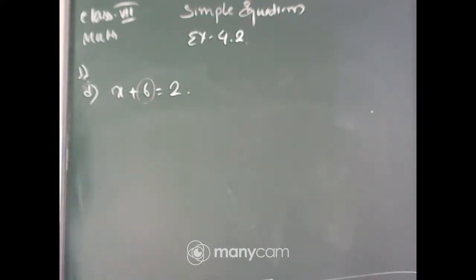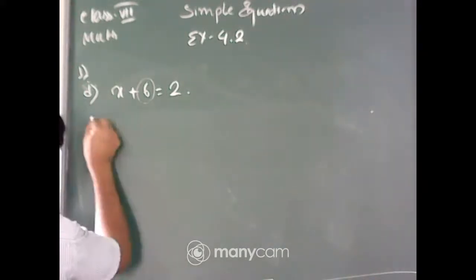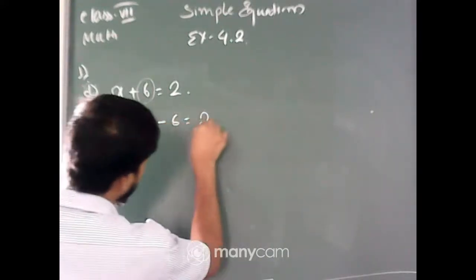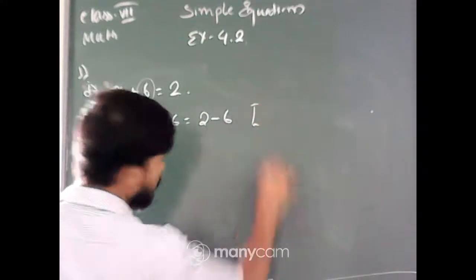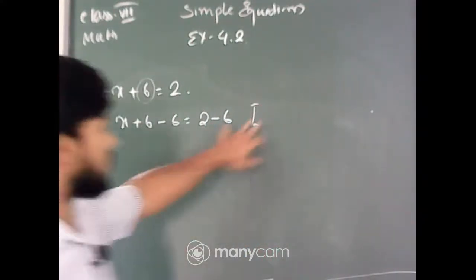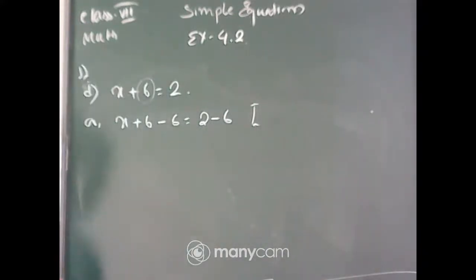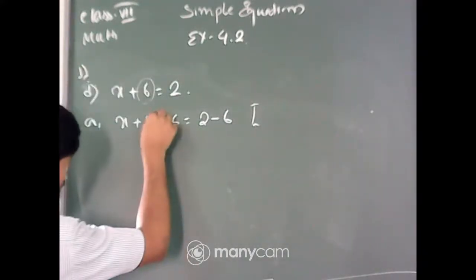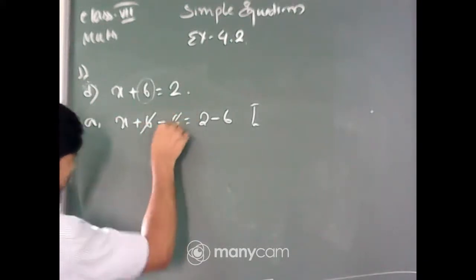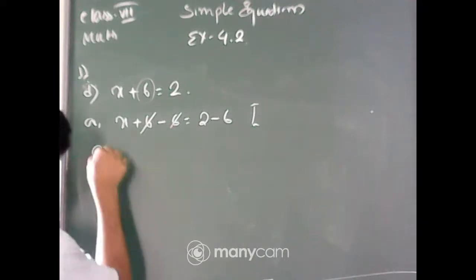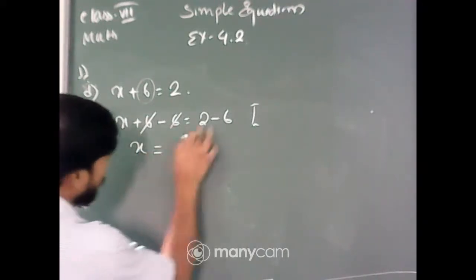We know that to remove plus 6, we have to subtract 6 from both the sides. So, subtracting 6, we have x plus 6 minus 6 is equal to 2 minus 6, and within the bracket we will write the first step, subtracting 6 from both the sides. On the left hand side, this plus 6 and this minus 6 will cancel each other. That means x will be equal to 2 minus 6.